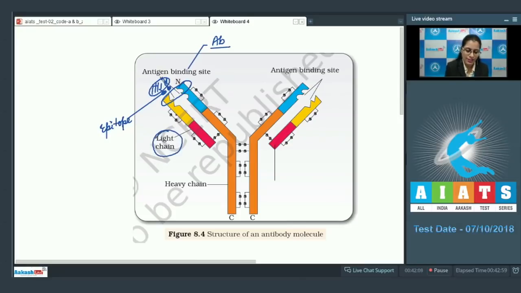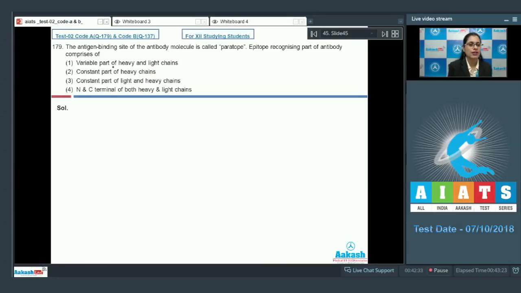It consists of light chains. One part of this light chain is present at the N-terminal, and likewise this N-terminal of the heavy chain. Whereas on the other side we have this constant region of the antibodies, which doesn't participate in binding with the antigen. Now, the very first option given in your question is variable part of heavy and light chains. And this is a correct option.